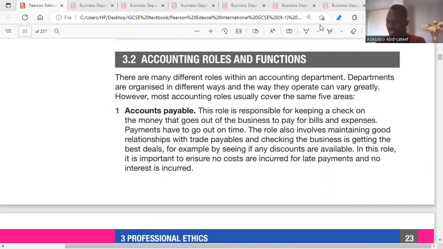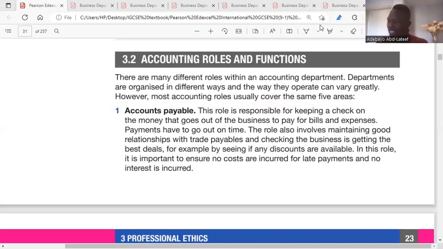So we start with this. I wrote, there are different roles within an accounting department. The roles cover 5 areas, which are as follows. The first role is accounts payable. When we talk about accounts payable, we're talking about our creditors. As a business, we're going to have creditors, that means suppliers, those that supply to us on credit that we don't pay immediately. So it is the role of the accounts department to ensure that they are tracked and they are paid as at when due. You understand? They have to pay them.